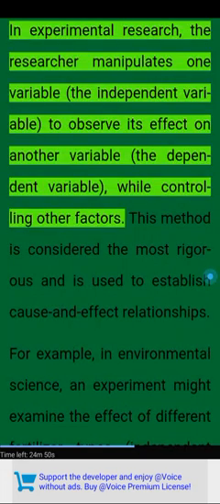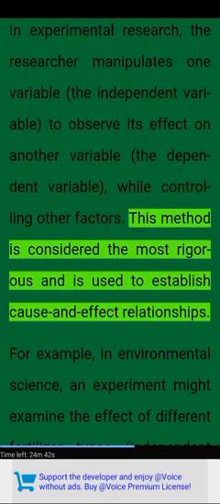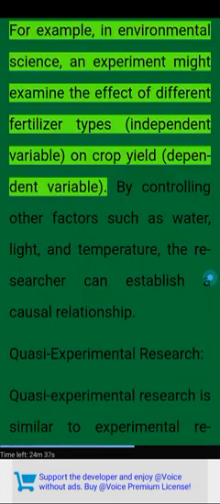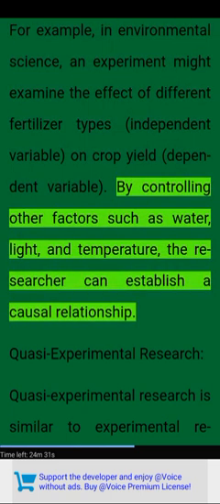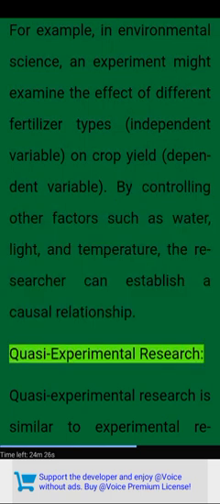Experimental research. In experimental research, the researcher manipulates one variable, the independent variable, to observe its effect on another variable, the dependent variable, while controlling other factors. This method is considered the most rigorous and is used to establish cause and effect relationships. For example, in environmental science, an experiment might examine the effect of different fertilizer types, independent variable, on crop yield, dependent variable. By controlling other factors such as water, light, and temperature, the researcher can establish a causal relationship.